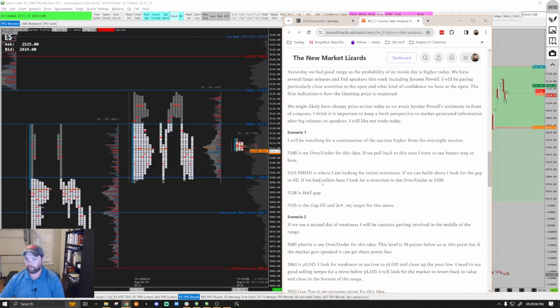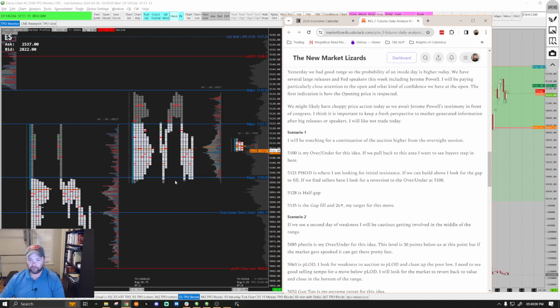5121, or where is it? 5100 is my over-under for this idea. If we pull back to this area, I want to see buyers step in. So we found initial resistance there. We pulled back to this 5100. I didn't take this trade. The tempo coming into that area was still pretty strong, and I was a little nervous about trading inside of yesterday's range. So I just skipped this one because we still had a lot of information coming out today.